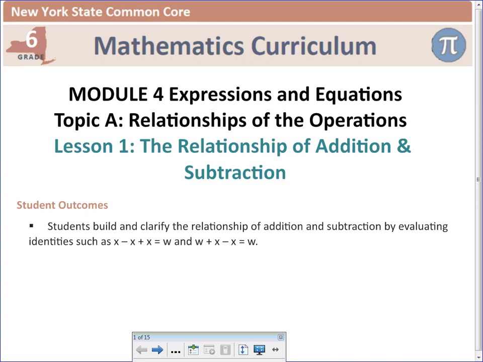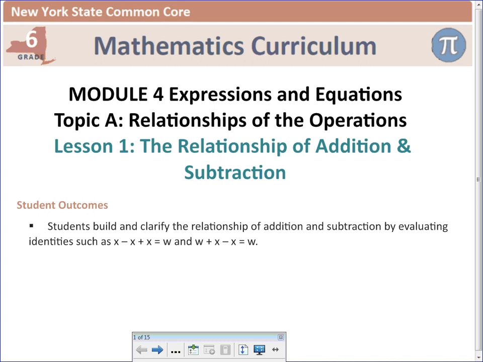Hi, today we're starting Module 4, Lesson 1, the relationship of addition and subtraction. Now today's lesson might seem kind of silly and ridiculously simple. Don't let that scare you. It is really simple. However, it's building a foundation for further into the unit when we get to the expressions and equations, what this module is about.